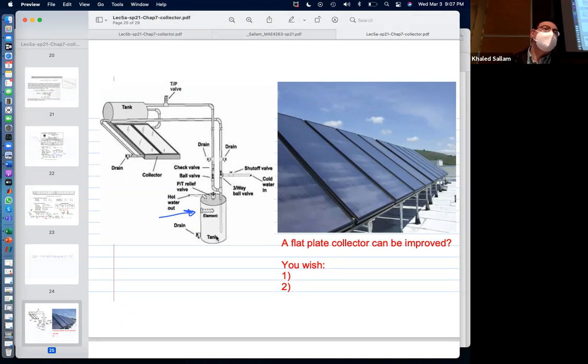It heats the water in a heat exchanger. So it goes through a heat exchanger where it doesn't mix with the water, but goes across a heat exchanger to heat the water that you need to heat, right?